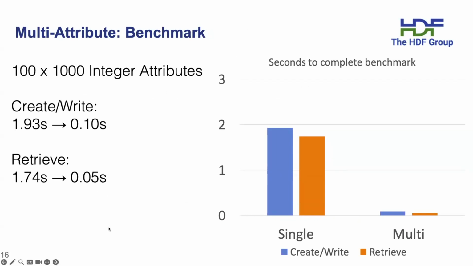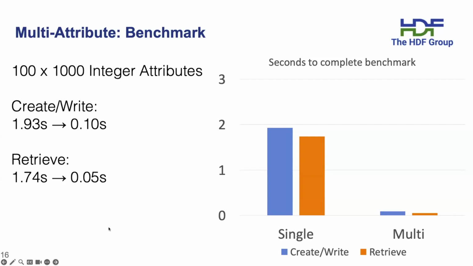In this case, we say, what if we have 100 attributes, each of which is 1,000 integers, a somewhat reasonable estimate for a lot of attribute sizes. And again, we see a pretty substantial order of magnitude speedup. Reading or writing 100 attributes goes from 2 seconds to a tenth of a second, 20x. And then retrieval is an even more substantial improvement, from around 2 seconds still to 1/20th of a second. So that's 50x, 40x, somewhere in that ballpark.